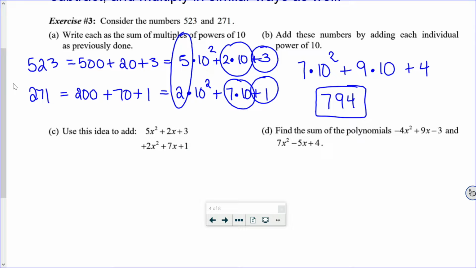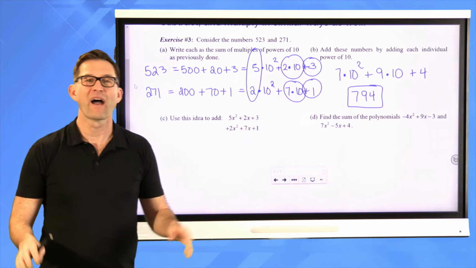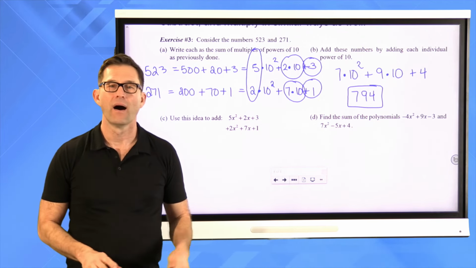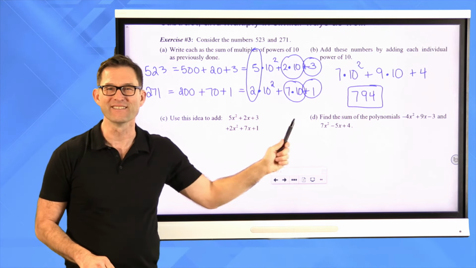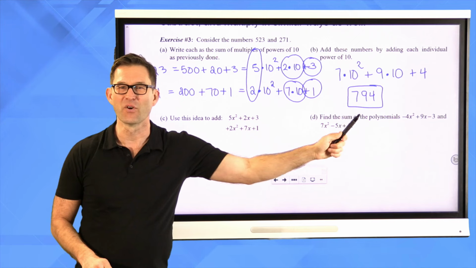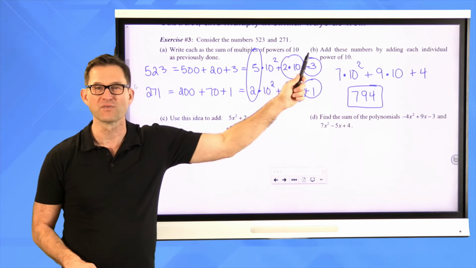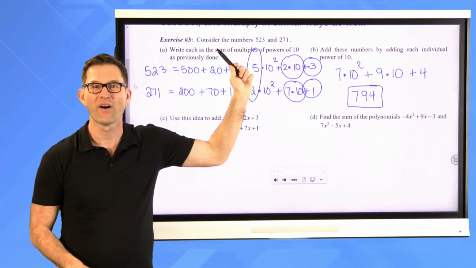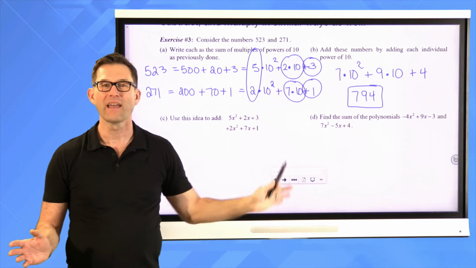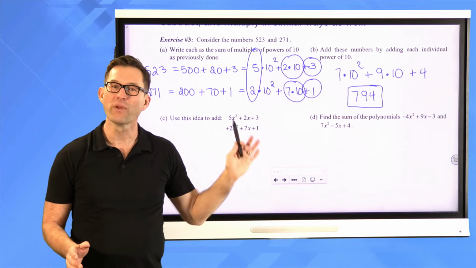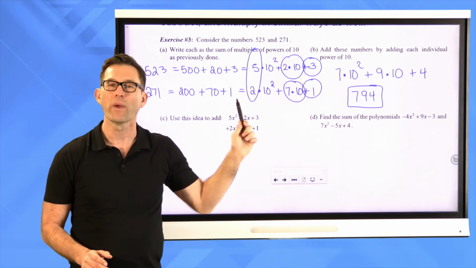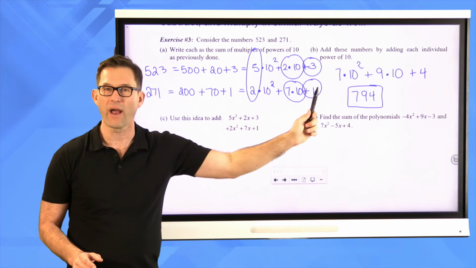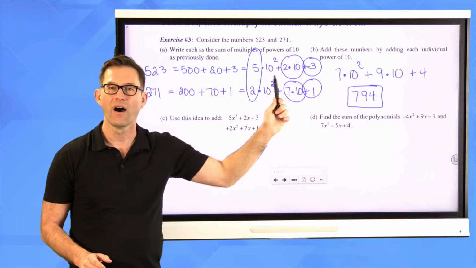Now, side note, if you're sitting back right now saying to yourself, I would never ever add these two numbers by doing this, and then converting it back to here, I would just do 3 plus 1, 2 plus 7, 5 plus 2. I get that. But the reason you can do that is because of this. We are literally just keeping track of how many tens, hundreds, etc.